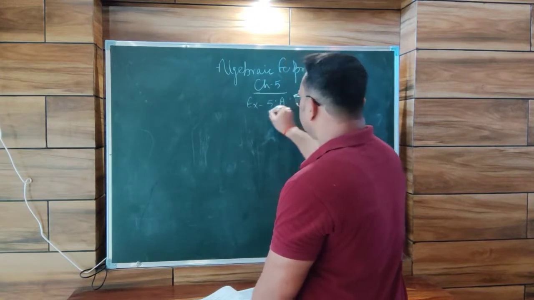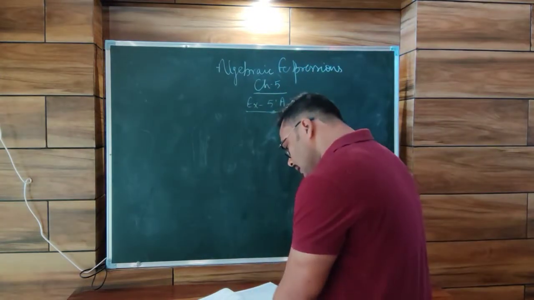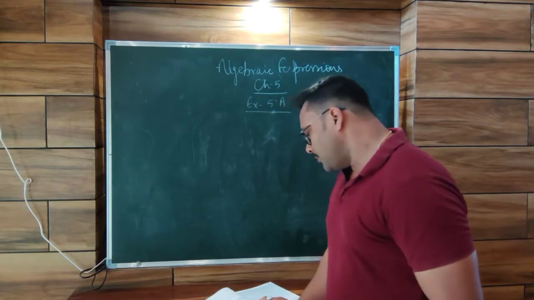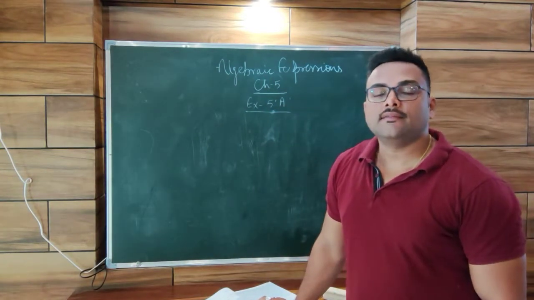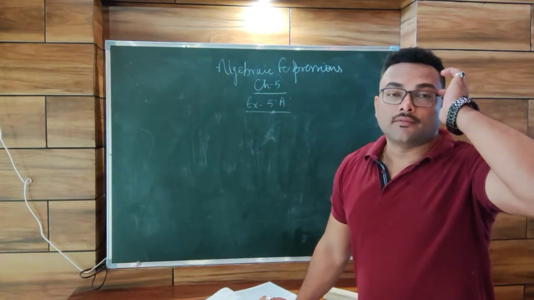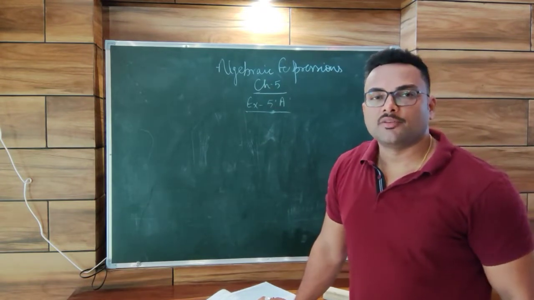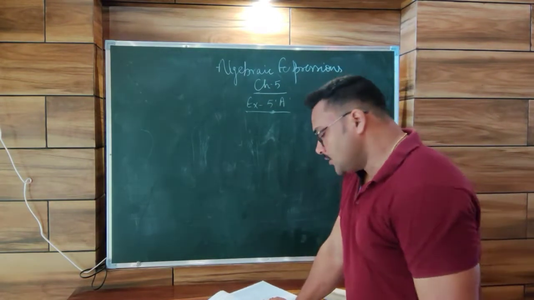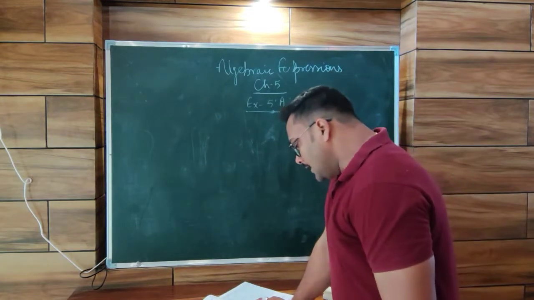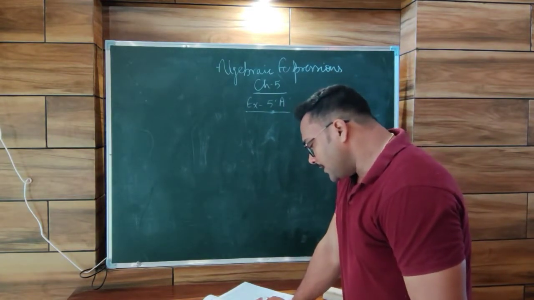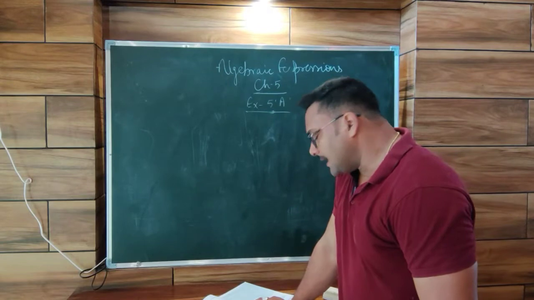5A, you can see. Answer whether each of the following expressions is polynomial or not. So you have to see whether it is polynomial. Terms you have to see, count, and if it is polynomial, you can mention it in the book itself. Identify each polynomial as monomial, binomial, trinomial, or as neither of these.